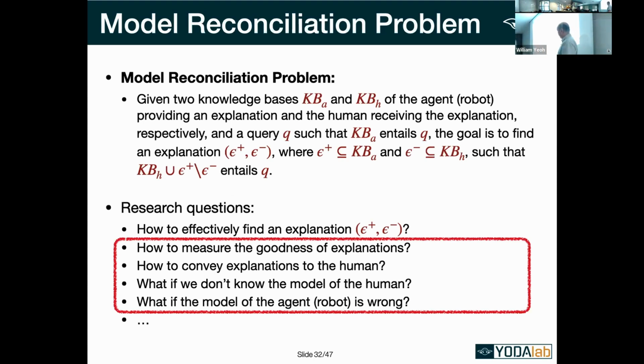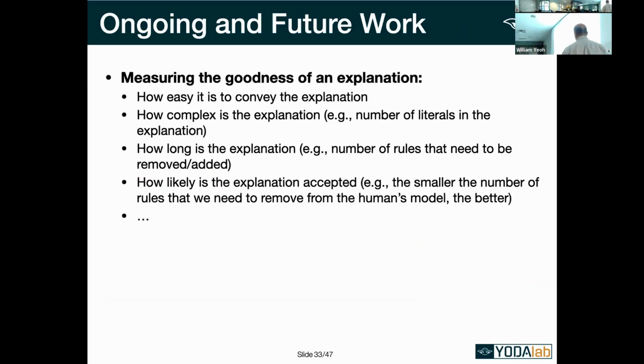Okay. Now we get to some of the other bullets. How do you find the goodness of an explanation? Here, like I told Vadim earlier, I do not know what the right answer to this is. And I suspect there is no right answer, right?